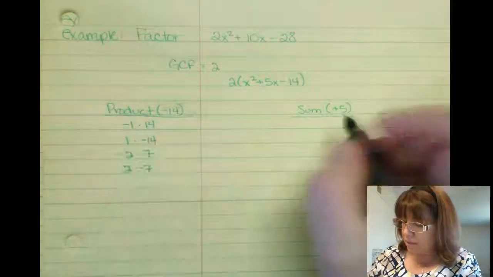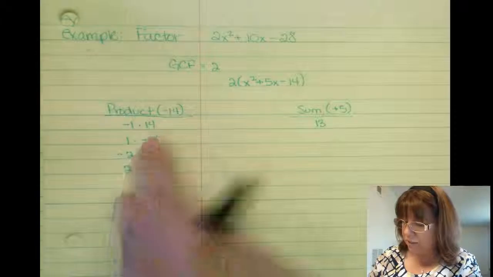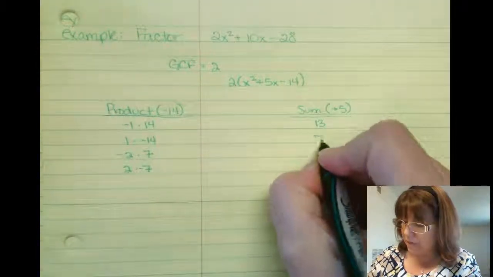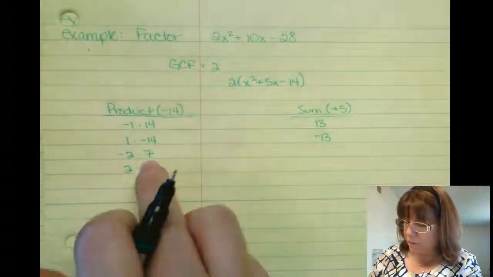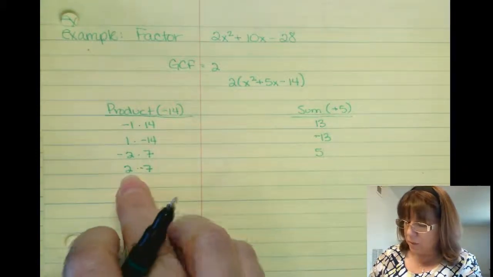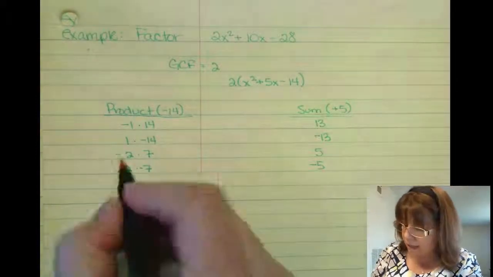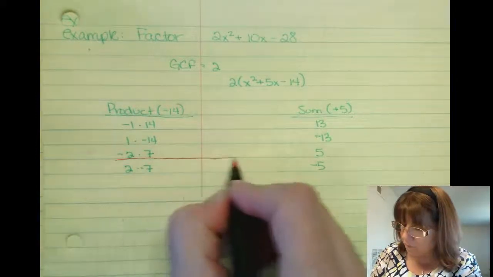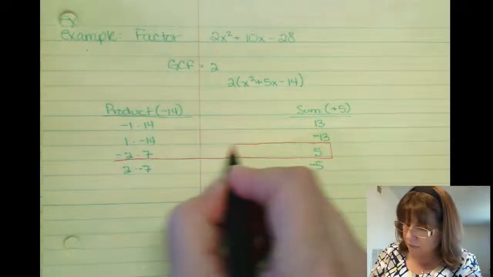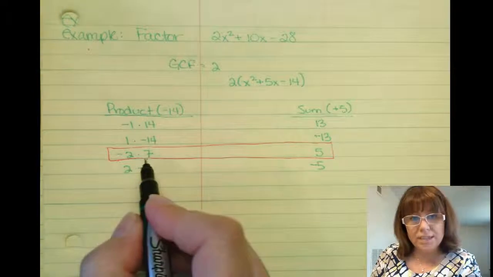Negative 1 plus positive 14 is 13. 1 and negative 14 is negative 13. Negative 2 and 7 is 5. And 2 and negative 7 is negative 5. So it looks like the set of numbers I need will be negative 2 and 7.